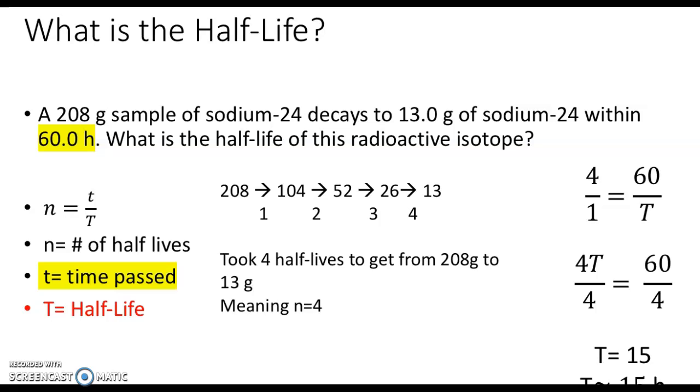I'm going to go ahead and divide by 4 on both sides because I want t by itself. So 4t divided by 4 obviously gives me t, and 60 divided by 4 gives me 15. So my answer would be 15. 15 hours to be exact.